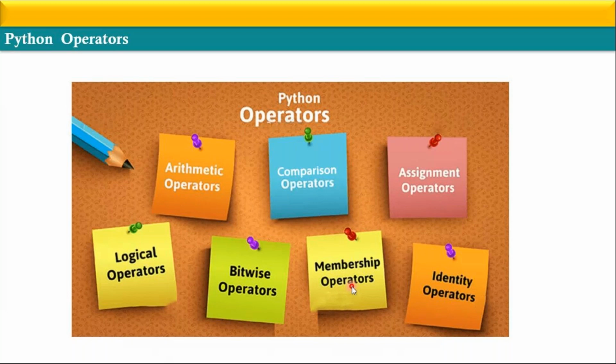Membership operators: if we have a particular collection and want to identify a particular element from a list, that is given by the membership operator. Like if a is in this particular list, in is nothing but the membership operator, which defines the membership with respect to that collection. In the same fashion, we have the identity operator.